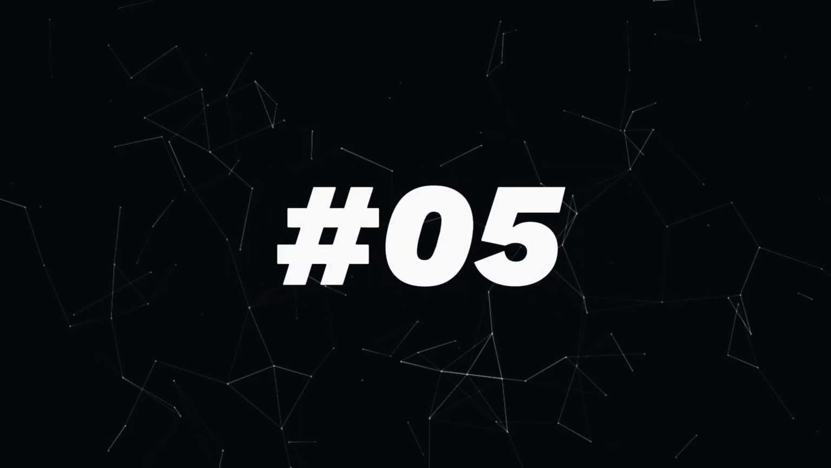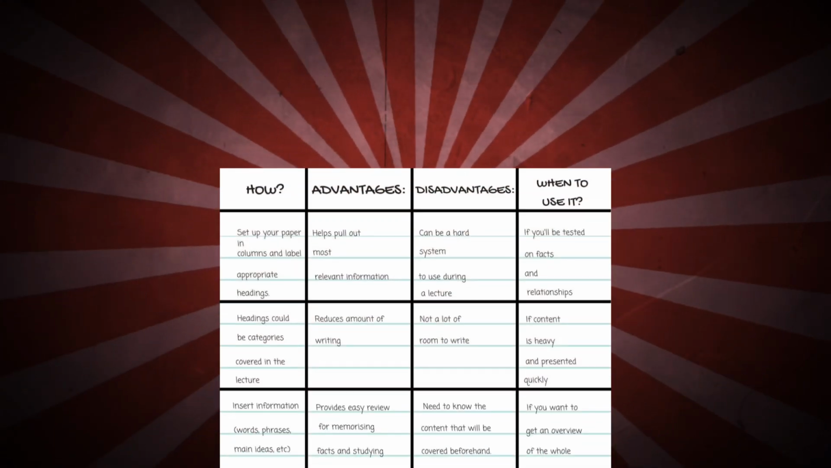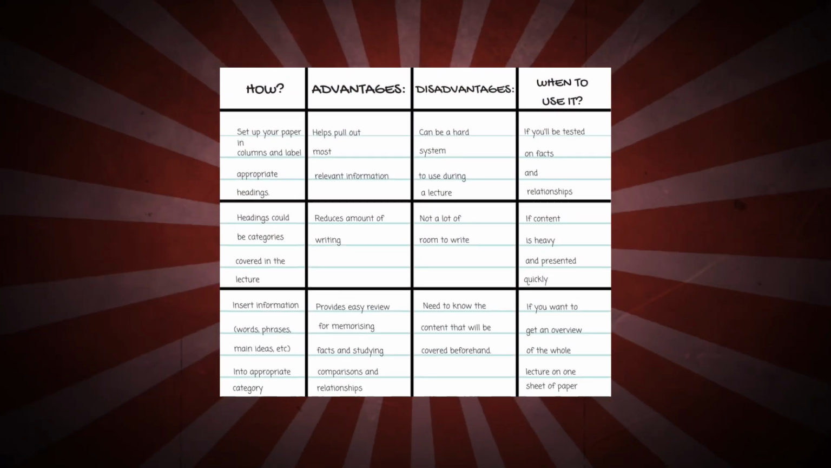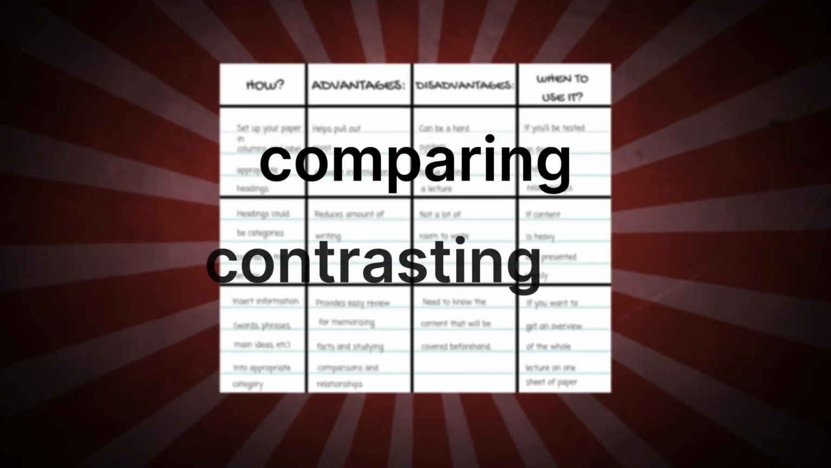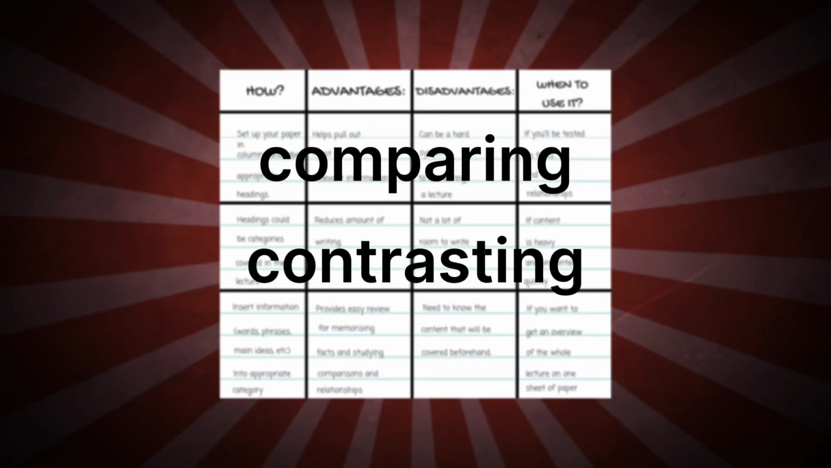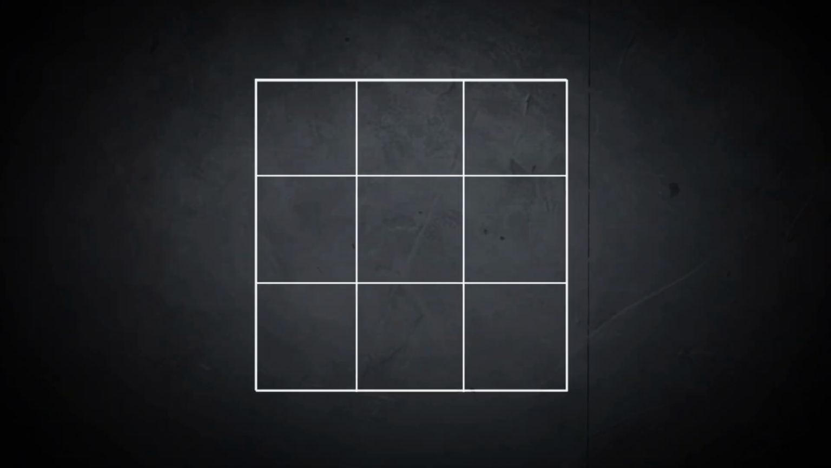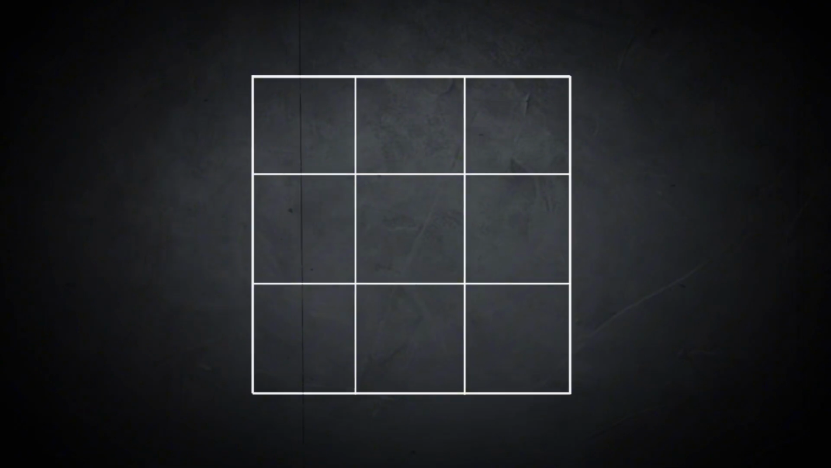Our last method is the charting method. It involves creating tables or grids to organize and categorize information. This method works well for comparing and contrasting different concepts or when you need to organize data. You can create columns and rows to represent different categories and fill in the information accordingly.